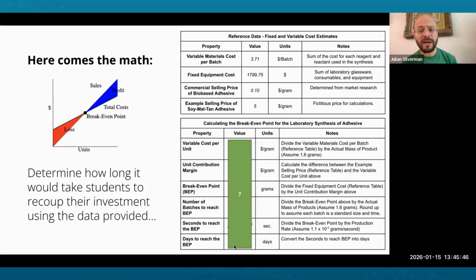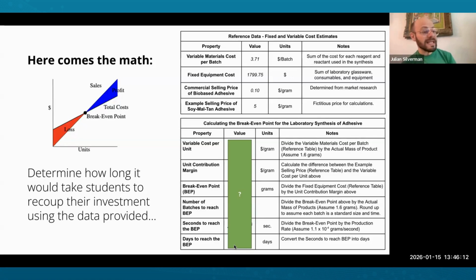From here, it's just a little bit of dimensional analysis. In this case, what are you going to do? You're going to divide that break-even point that you just calculated by the 1.6 grams. And this gets you to how many different procedures you need to do. From here, we can go from the amount of time it took. So this was a production rate that we calculated based on what our students did. It's no surprise, it's very low. They're making less than a gram every second.